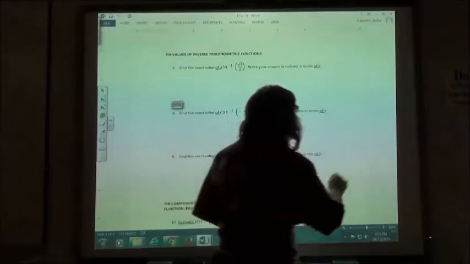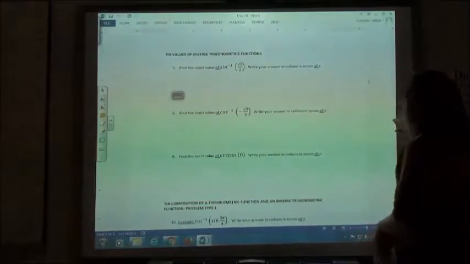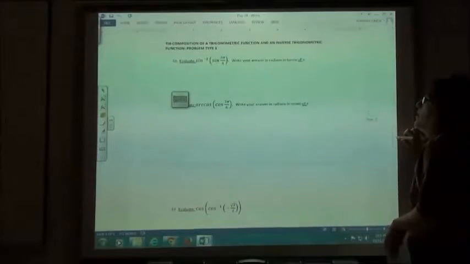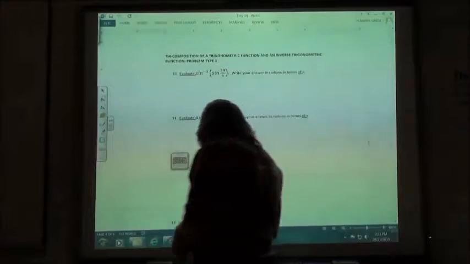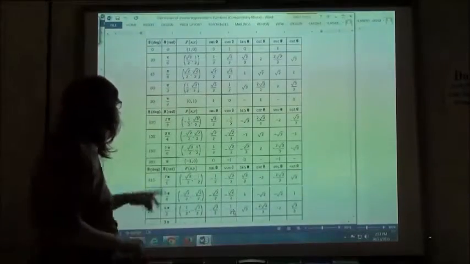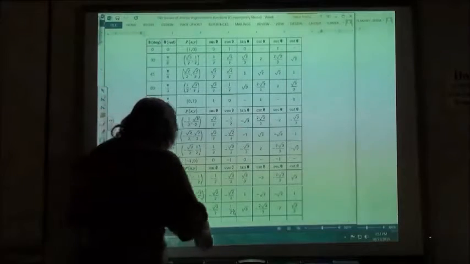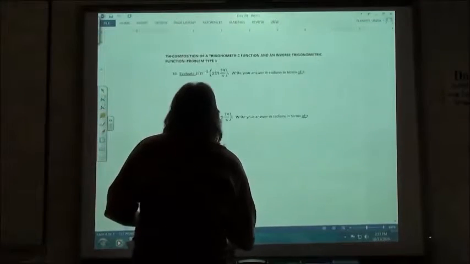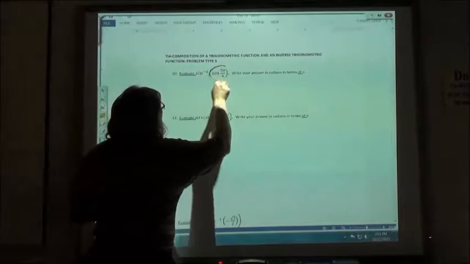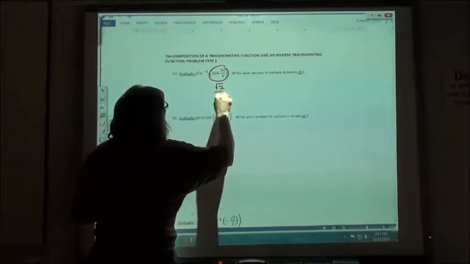Oh, I'm doing sine. So you have to remember which one you're doing. And my board wanted to move. So sine of 3 pi over 4, going back over here, is square root of 2 over 2. So this answer here is square root of 2 over 2.